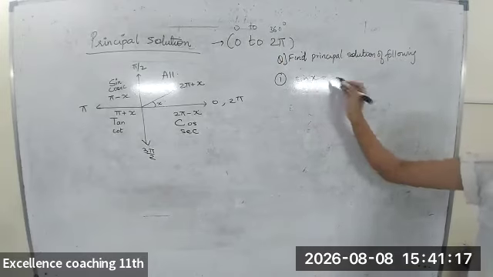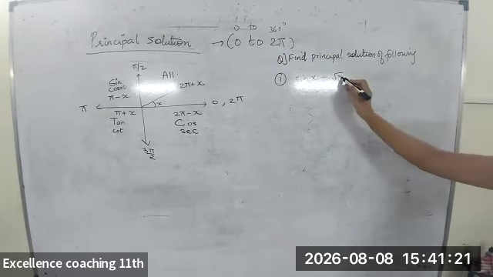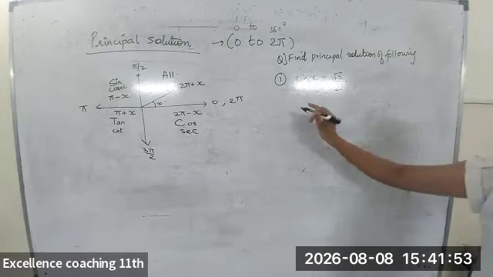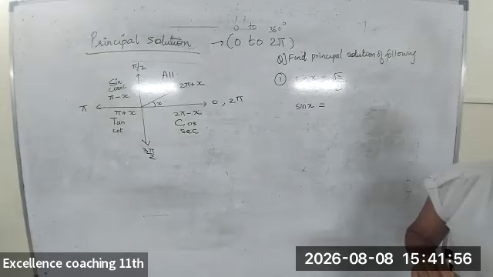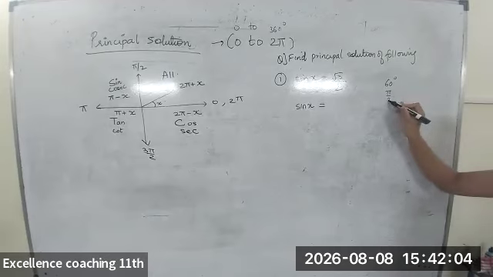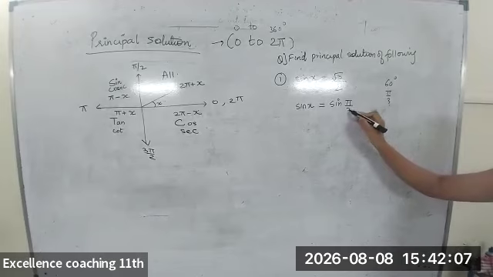First problem is given as sine x equals root 3 by 2. Sine of which angle is root 3 by 2? Sine 60. 60 means how much? I told you, pi by 3. So this we have to write as sine of pi by 3.